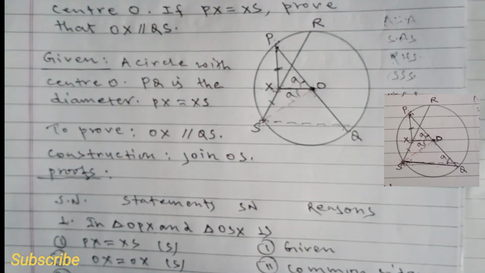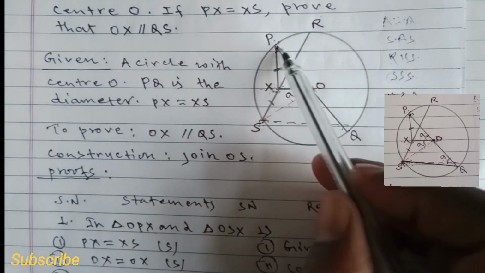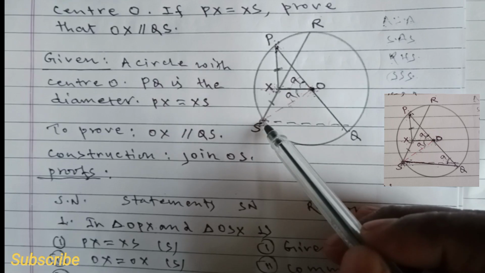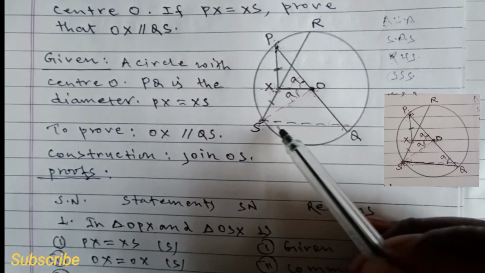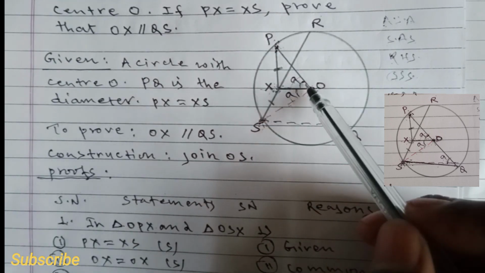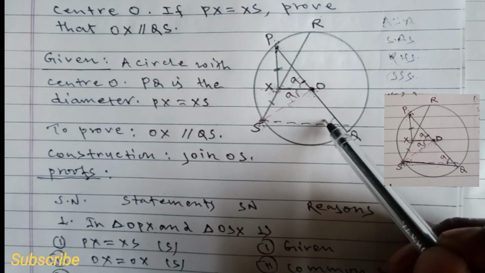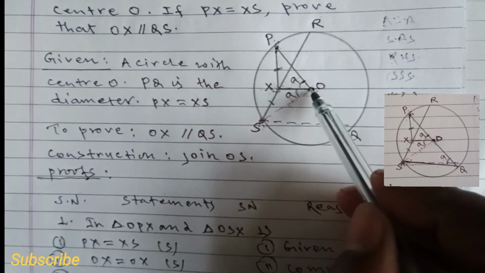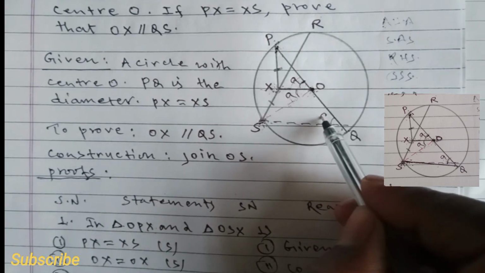Dear students, angle POS, we have got A plus A equals 2A, which is obtained by the arc PS. And again we have angle PQS, which is also obtained by the same arc PS. If the angle at the center is 2A, then the angle at the circumference will be half of the angle at the center. That means if angle POS is 2A, then angle PQS will be equal to A.